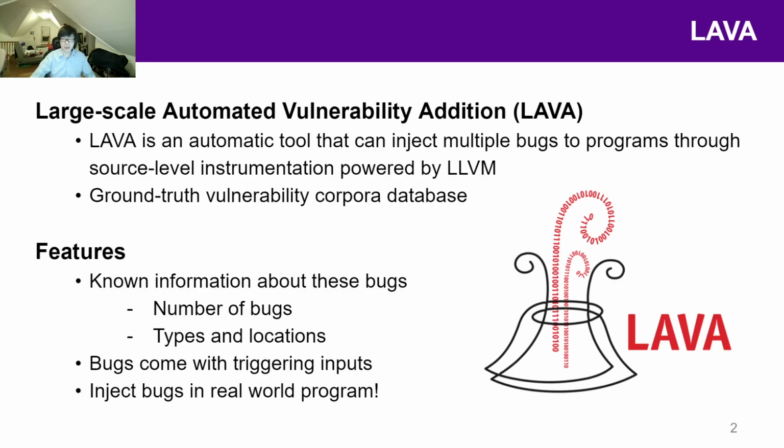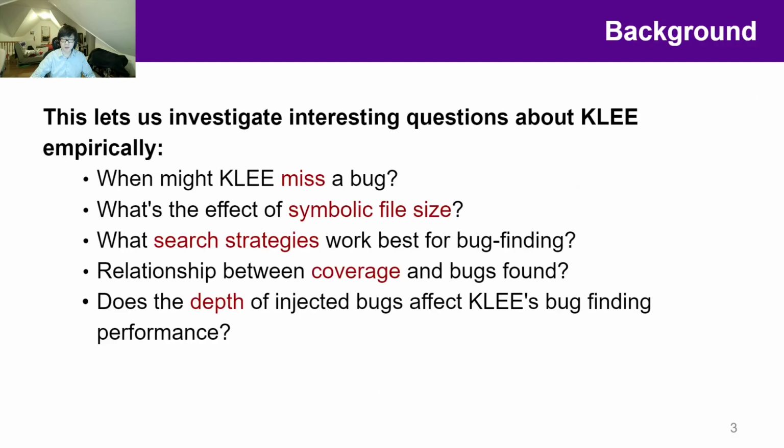Lava can control the type and location of the bug and also the number of injections. Each bug is validated to be triggered by a special trigger input. With Lava, we can create a vulnerability corpus, a dataset of bugs on demand. With this vulnerability corpus, we are interested in the following questions.